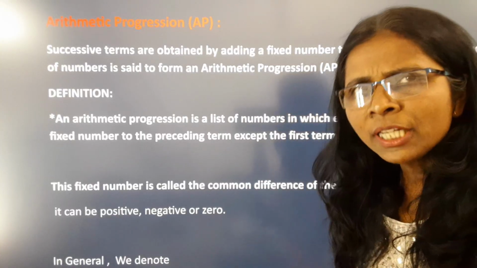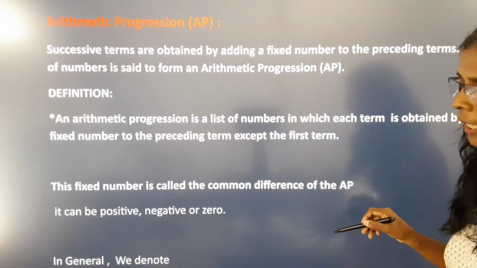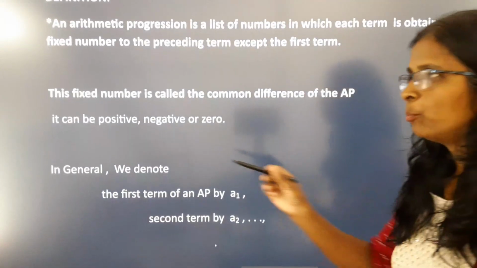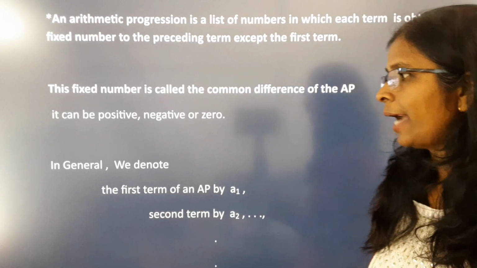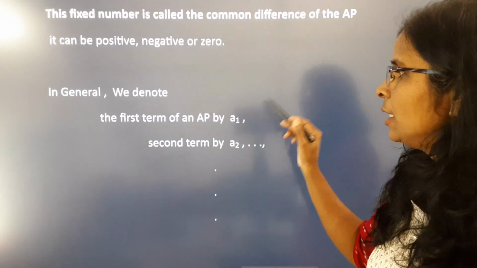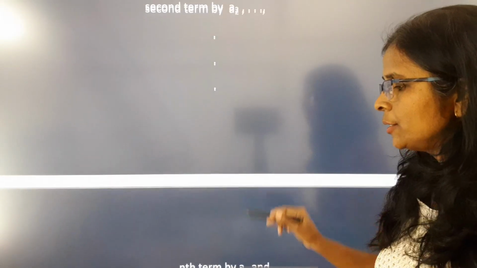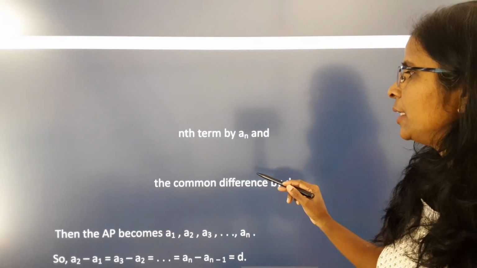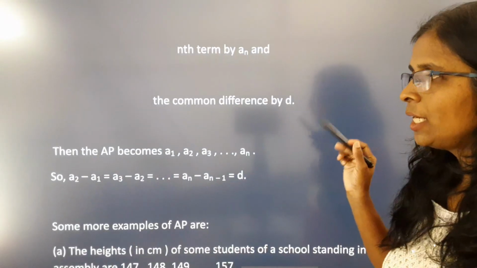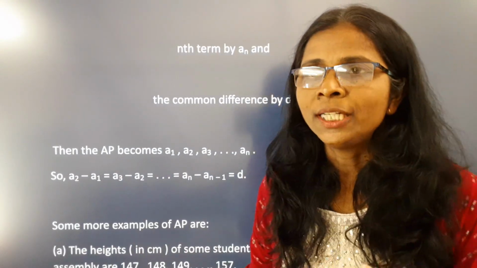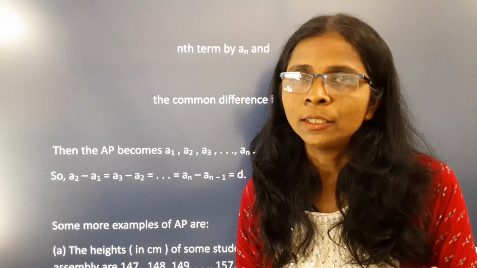And here the fixed number is called the common difference of the AP, and that fixed number may be positive, negative or 0. So in general we can say that the first term of an AP is a1, the second term is represented by a2, and the nth term of this AP is represented by an. The common difference is represented by d. I will call it AP, which is the short form of arithmetic progression.